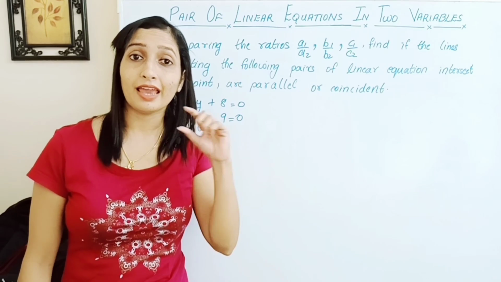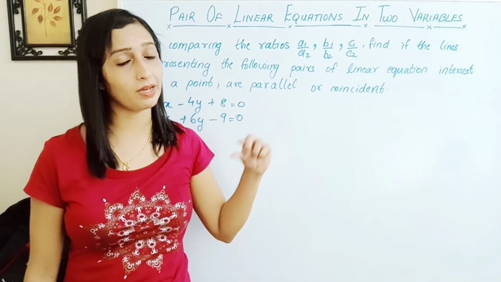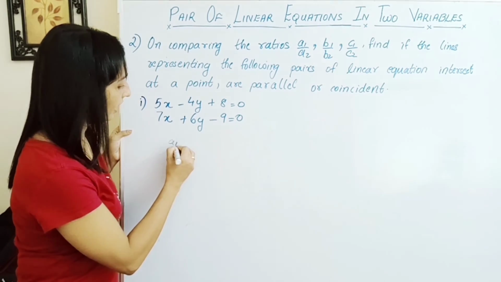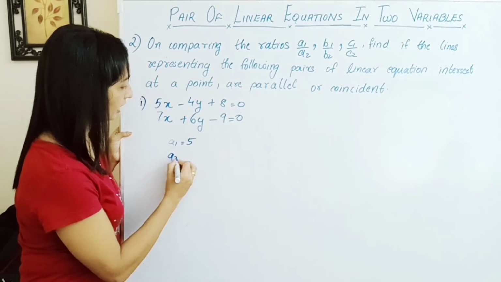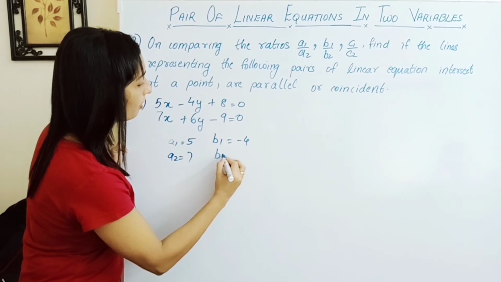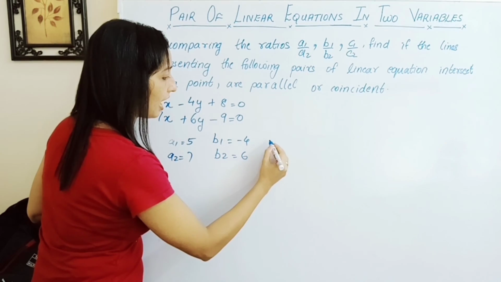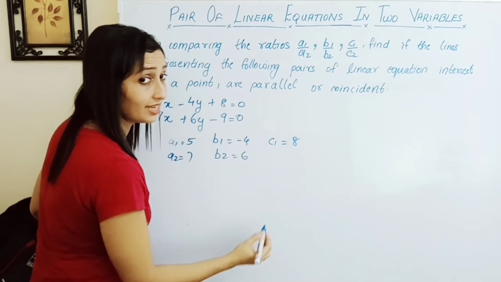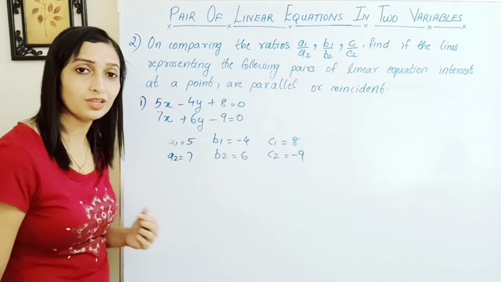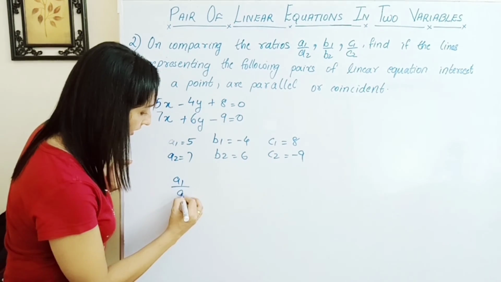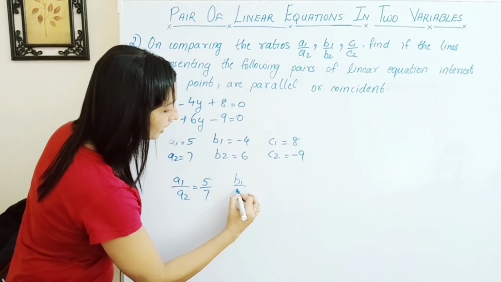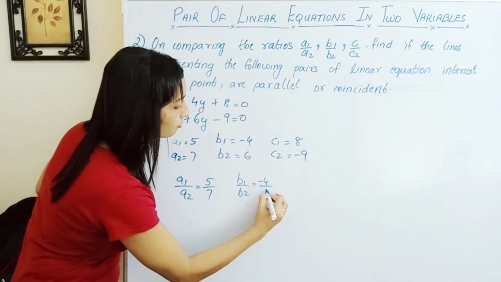Now to find whether they are intersecting, parallel or coincident, what should you do? You have to find A1 by A2, B1 by B2, C1 by C2 and compare the ratios. So let's find out the different ratios. Here A1 is equal to 5, A2 equals 7. Now B1 equals minus 4, B2 equals 6 and C1 equals 8 and C2 equals minus 9. Now let us find out the ratios. A1 by A2 is equal to 5 by 7. Now B1 by B2 is equal to minus 4 by 6.